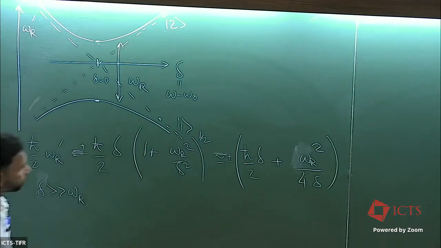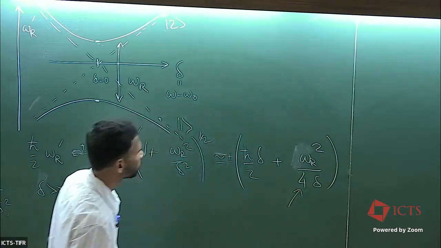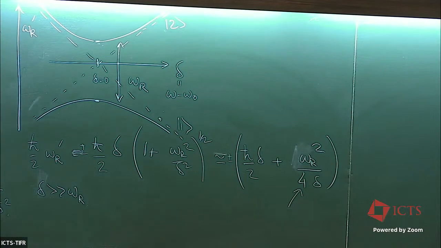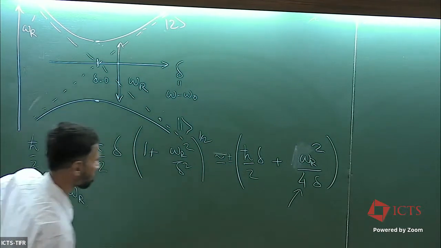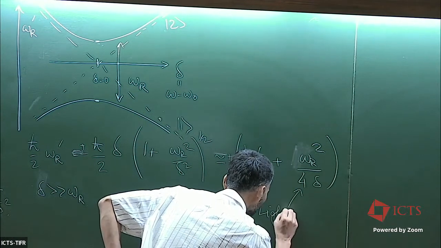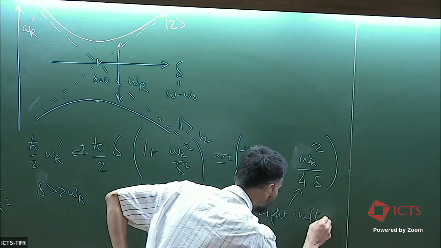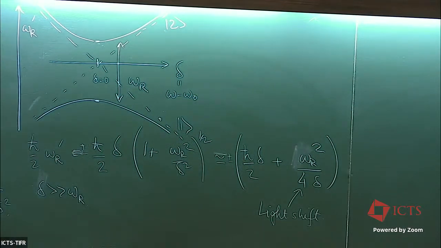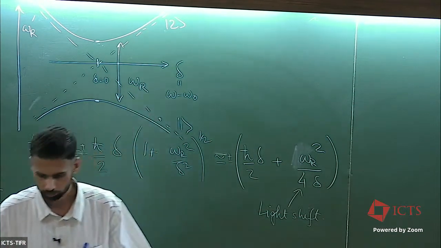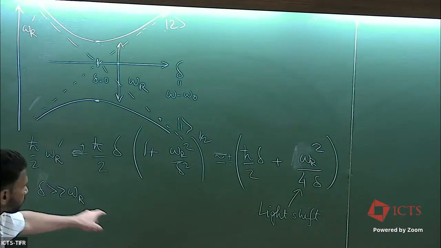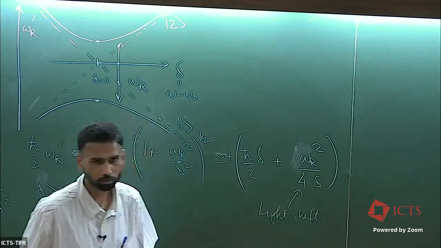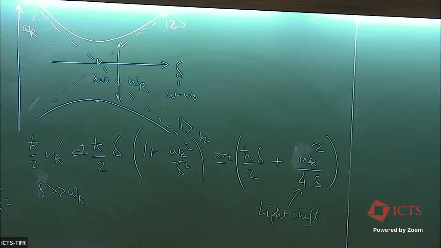So this fellow is called the light shift, also called, in some sense, the AC Stark shift. It is used in dipole trapping. Notice that it depends on the sign of delta. So the total energy of the system has a plus minus sign, but it depends on the sign of delta as well. And this is precisely the force. Remember, this is under the approximation that the detuning is very far off from resonance.